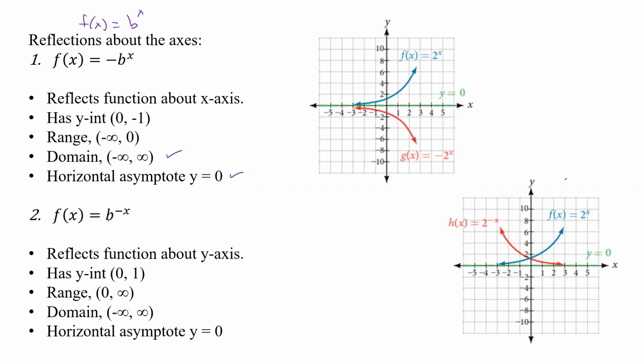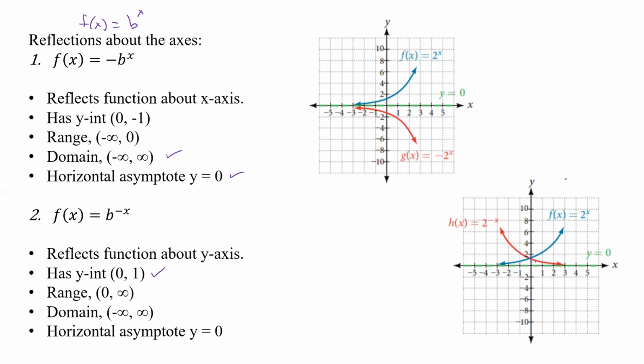Now, what if we have b to the negative x? Initially b to the x, so now we're just taking a negative here. That's going to reflect it about the y-axis, so we're going to go along this axis. We still are going to have our (0, 1) as our intercept, because if we reflect about that, you can't do anything, so it just stays right there.